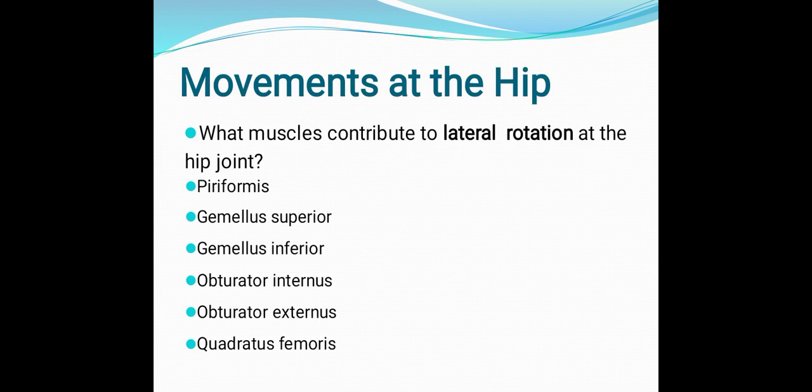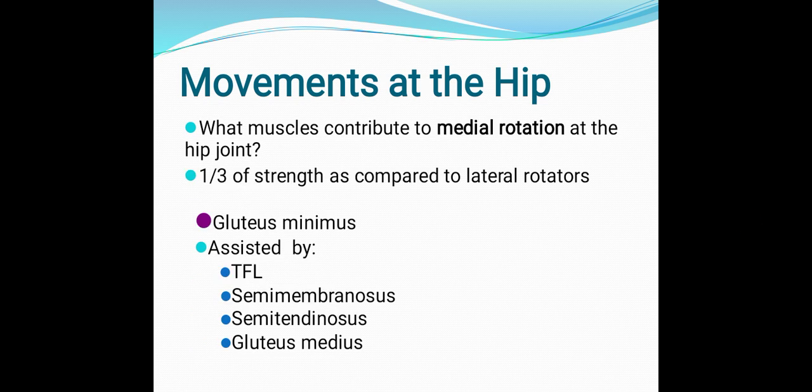What muscles contribute to lateral rotation at the hip joint? These include the piriformis, gemellus superior, gemellus inferior, obturator internus, obturator externus, and quadratus femoris muscles.